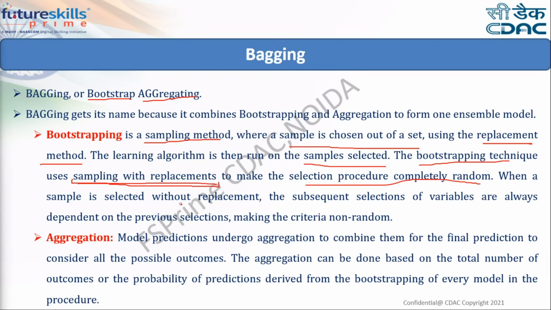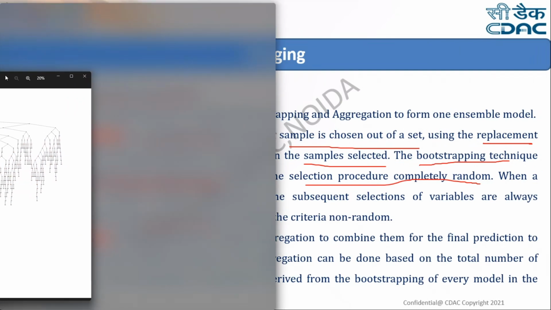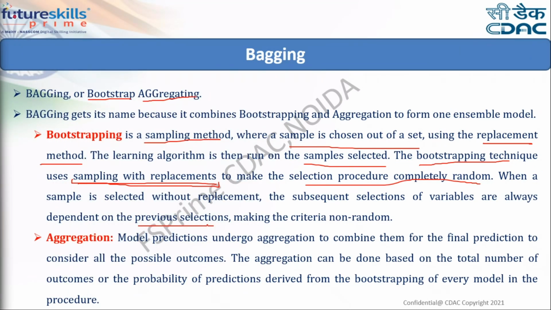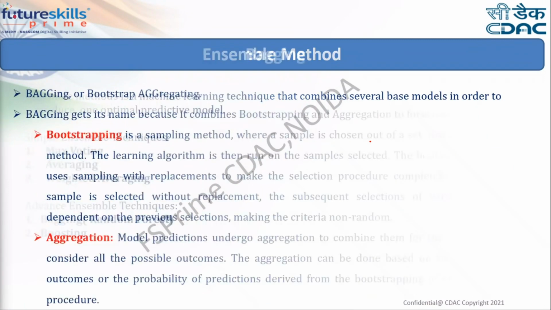When a sample is selected without replacement, subsequent selection of variables is always dependent on the previous selection. If you do not choose random data rows from your sample, then what will happen? For example, let's suppose I have 10 rows here. In my first model, I have selected 1, 2, 3. In my second, I have selected 3, 4, 5. Like this I have selected, and none of the rows are repeated in my different models. Then every time they give the result, that result will be overfitted for the particular trained data. So to avoid this, we use random rows.